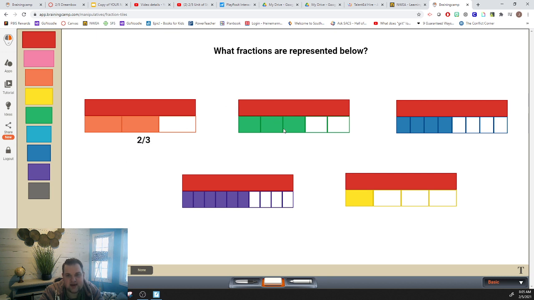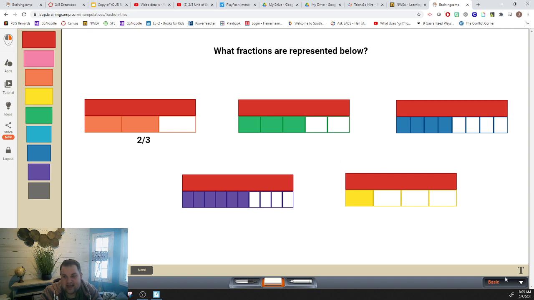I want you to try this next one on your own. Think about the whole, think about how many pieces there are that you can see and how many pieces it would take to make a whole. And enter in what you think the fraction would be for this picture in the green tiles.